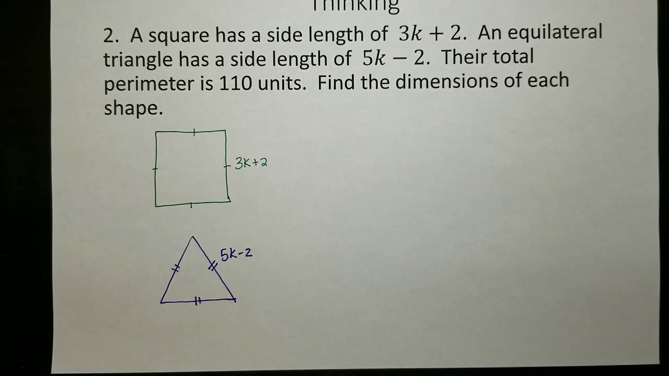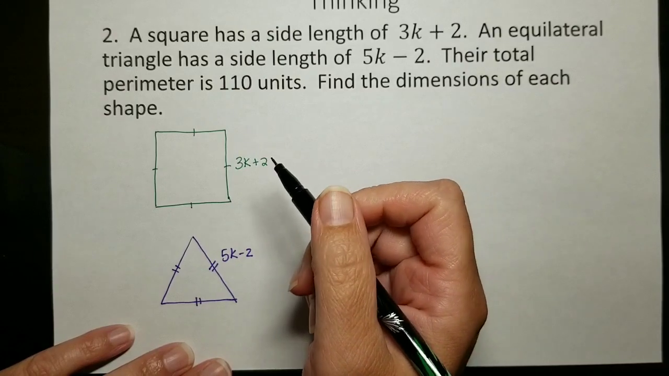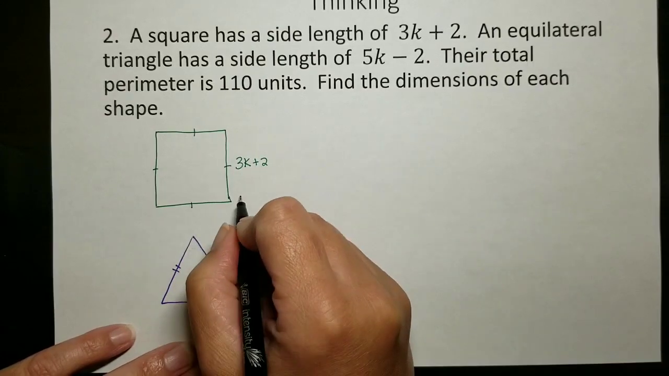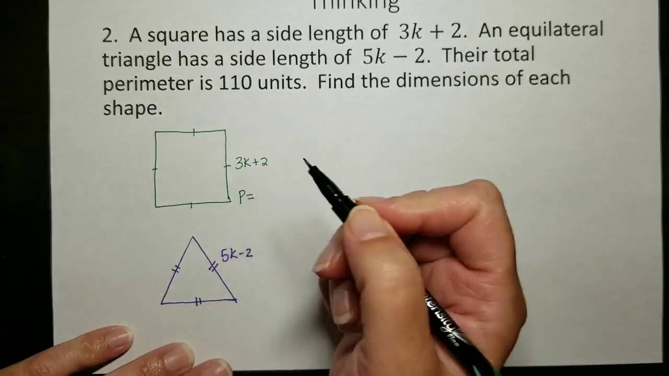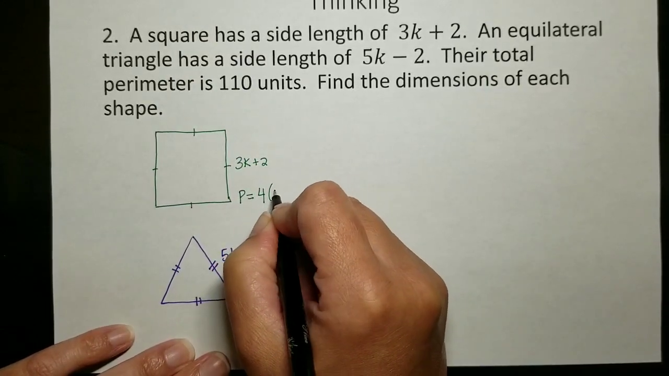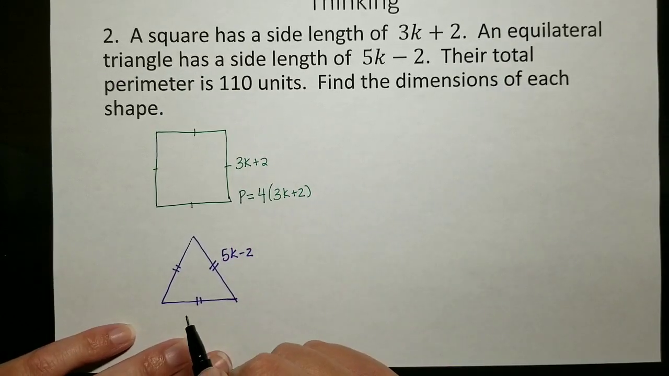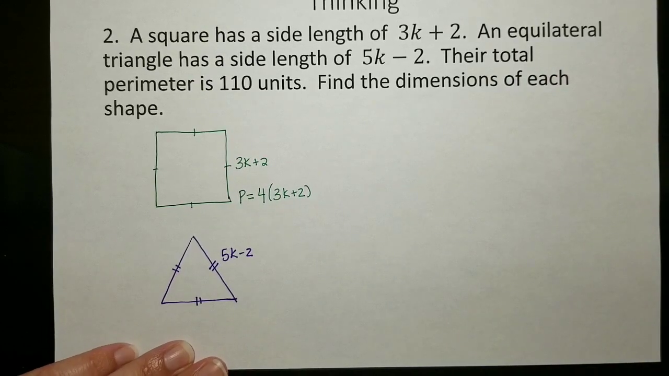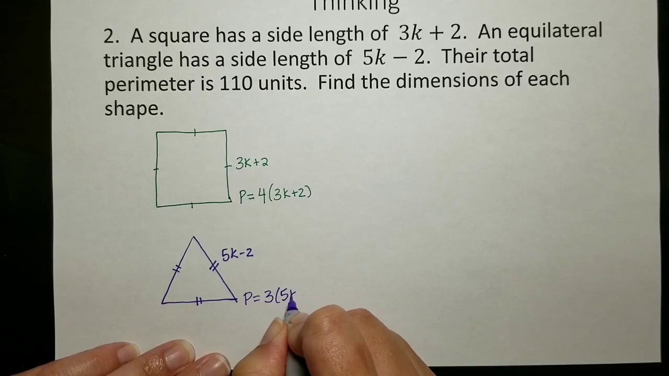So we know that the total perimeter is 110 units. Find the dimensions of each shape. So we know that the perimeter of this one, just to write it right under here, perimeter, we have 4 sides. The perimeter is 4 times 1 side length, right? Whatever the side length is, you multiply it by 4. And for an equilateral triangle, I know that the perimeter would be 3 times whatever the side length is.